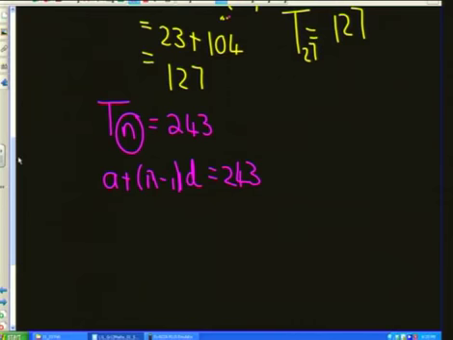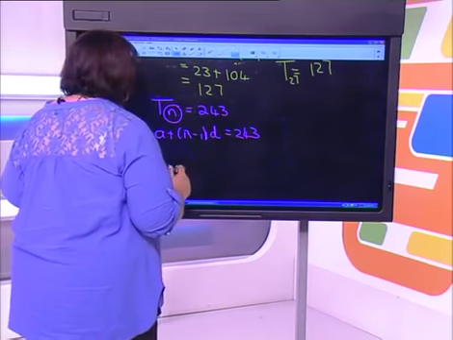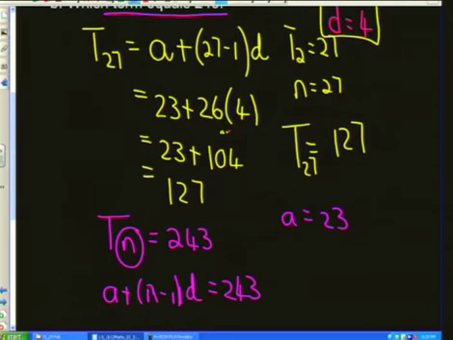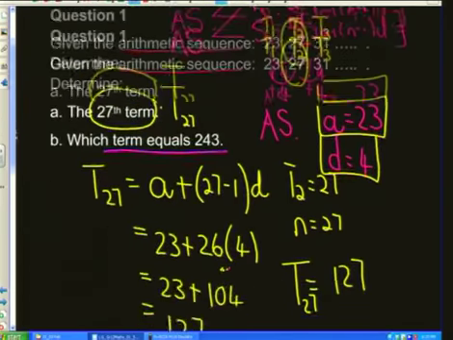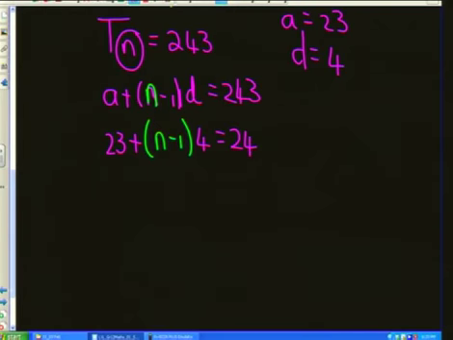This one's not disguised because we've already done the A part, where we found our A and our D. So if we go over there to the A part, I think our A was, if I remember rightly, yeah, it's not too far to look. A was 23, and the difference was 4. So we know that information. What we don't know this time is what the nth term is. So we can say 23 plus, and as I've said to you, the unknown is this bit. So we can go open brackets n minus 1 times the difference, which is going to be 4, equals 243.